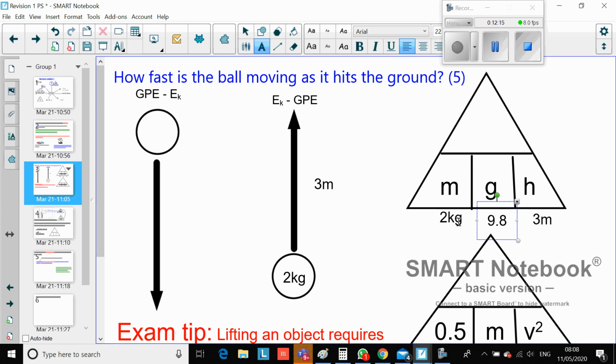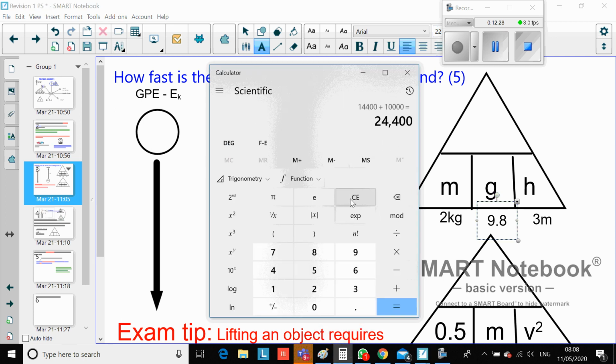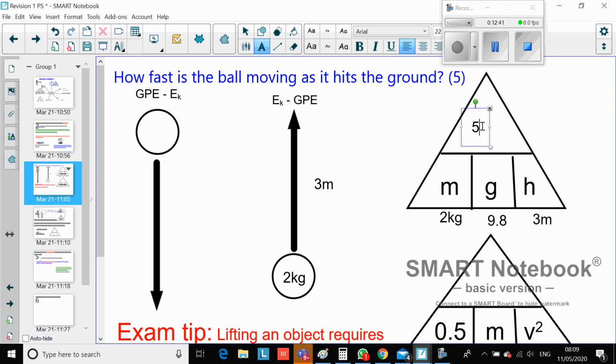Now, this, hopefully some of you realise, will give us gravitational potential energy. It won't really tell us anything about how the ball is moving yet, but let's actually work it out. So, just clear that for a minute. Its mass is 2 times 9.8 times 3. Right, so 58.8 is how much gravitational potential energy there is.